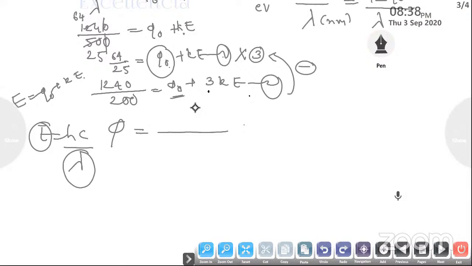This question is based on the photoelectric effect. Yesterday also there was the same question, but yesterday he asked about kinetic energy. Now you can write maximum kinetic energy as e times stopping potential. Same expression, just simplification. I hope this question is clear, and let us go for the next question.